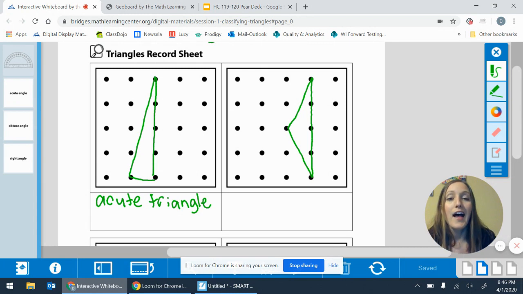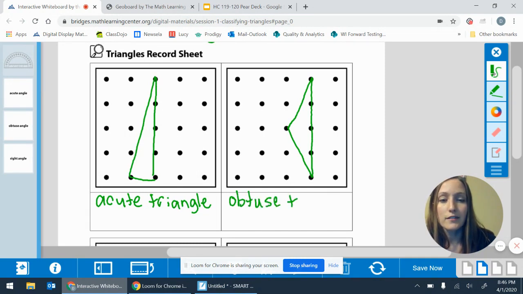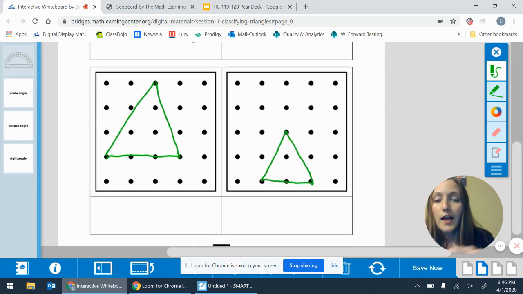Okay, welcome back. You did yours, now we're going to do ours together. We're going to take a look at the second triangle here, and I see an acute angle here. I see another acute angle, but this one here is larger than 90 degrees. That means that is an obtuse triangle. Let's take a look at the other 2 triangles that I made.